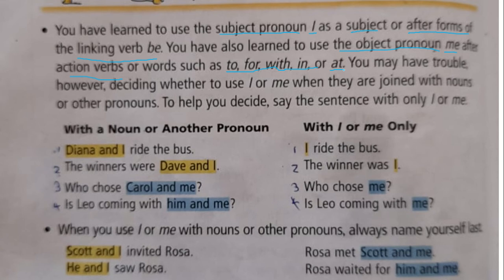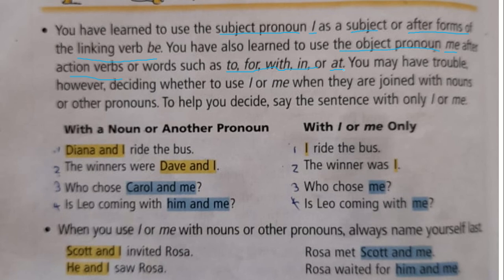Let's read these examples with a noun or another pronoun. Diana and I ride the bus. Diana is the noun and I is the pronoun. Now say it just with the pronoun I: I ride the bus. The winners were Dave and I. The winners were I. Who chose Carol and me? Carol is a noun. Me is the object pronoun. Who chose me? Is Leo coming with him and me? Him is another pronoun, and me is the pronoun we're studying. Is Leo coming with me?